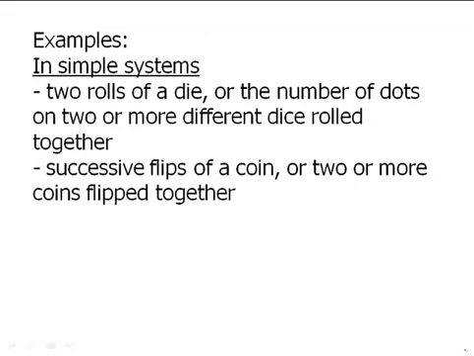So for example, in very simple systems, if we roll two dice, then the number of dots on one die is absolutely independent of the number of dots on the other die. Whatever happens on one die is going to have no influence whatsoever on what happens on the other die. The same goes for successive flips of a coin, or two or more coins flipped together. If I flip a nickel and then flip the nickel again, whatever happens on the first flip is going to have absolutely no effect on the second flip.